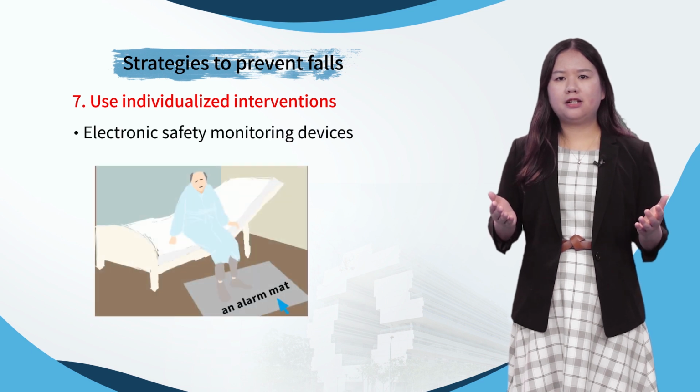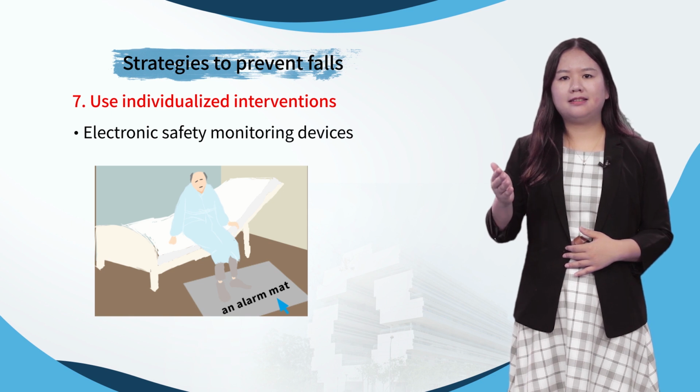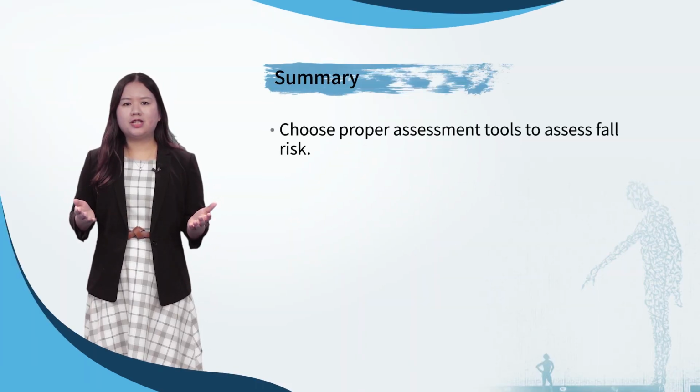The last but not least strategy is to use individualized interventions. Electronic safety monitoring devices are available to track patients' activity. For instance, an alarm mat next to the bed could alert the nurse when the patient is trying to get out. In short, we should choose a proper assessment tool to assess the patient's fall risk.